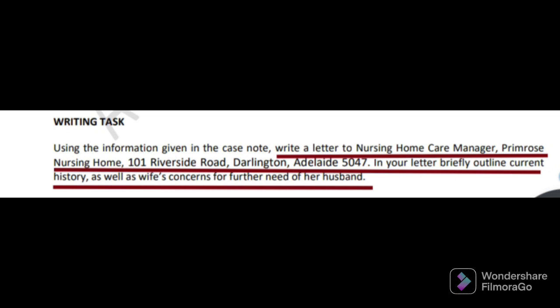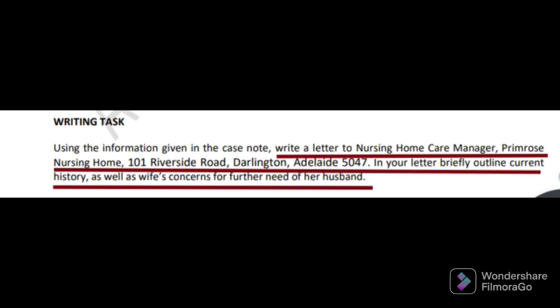One thing I have to tell you: here they have given to briefly outline the current history as well as the wife's concern for further need. If something is written like that, give some priority to those phrases. You can see here, this is a current history, so you have to write in brief regarding the current history of the patient. Don't skip that, as well as the wife's concern, you should not skip that. Sometimes we will miss those points.